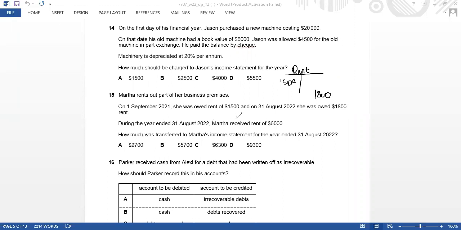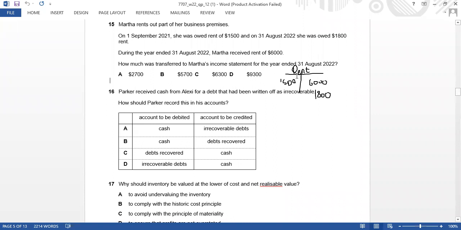During the year, Maratha received rent. That means the bank took rent, so in the rent account 6,000 will come under this, a bank entry. That will give us 6,000 plus 1,800 minus 1,500, which will give us 6,300. That will come under the income statement.